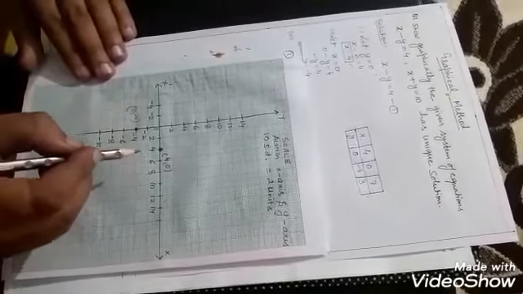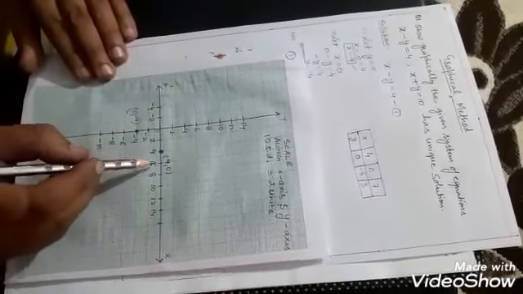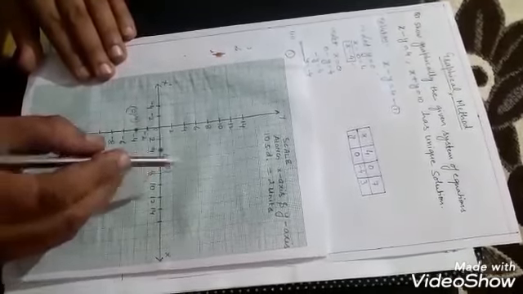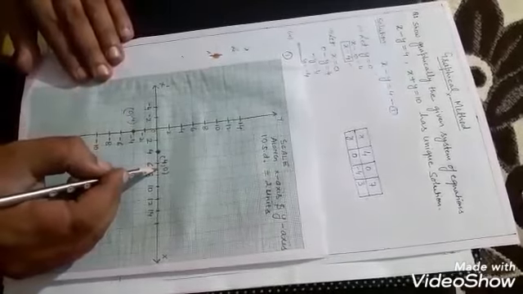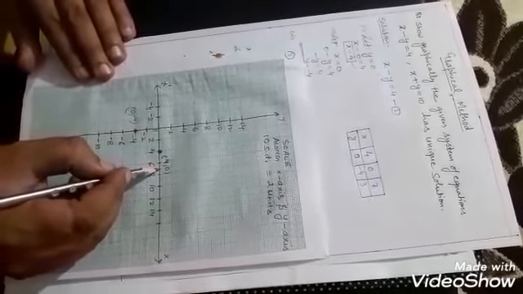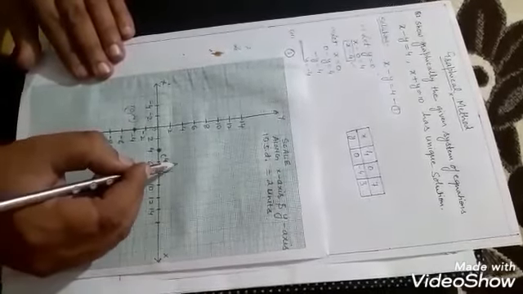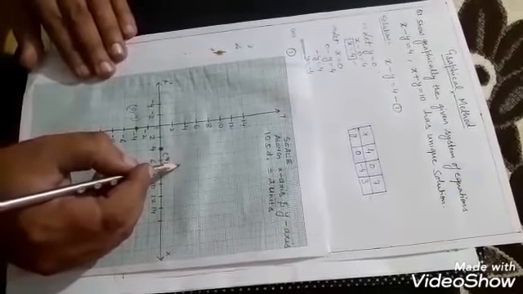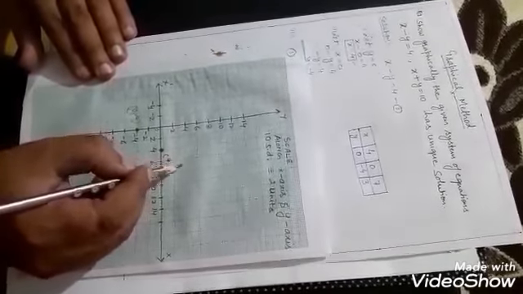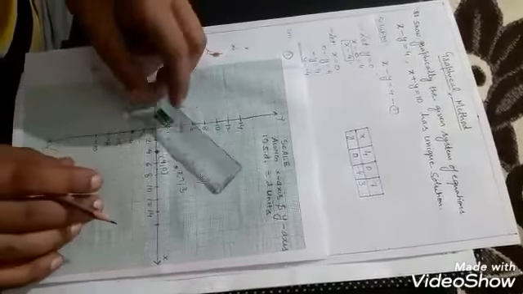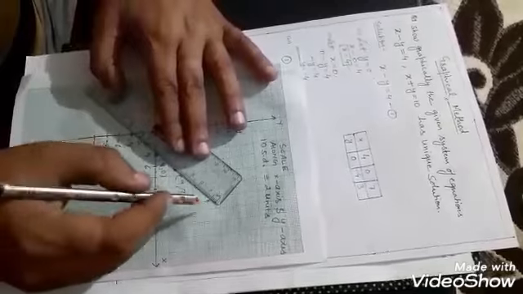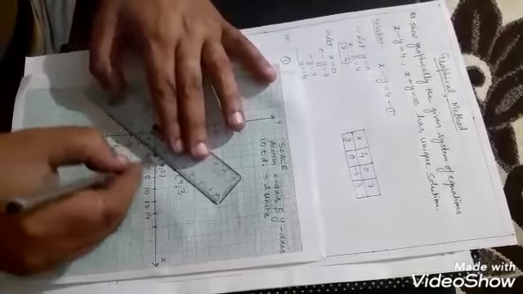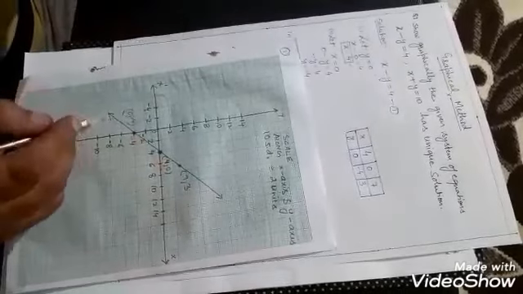The third one is 7, comma 3. 7 lies between, x is 7. So 7 is between 6 and 8. And 3 is between 2 and 4, so here this is 7 and 3. Now you join the points. You'll find that they will make a straight line like this.